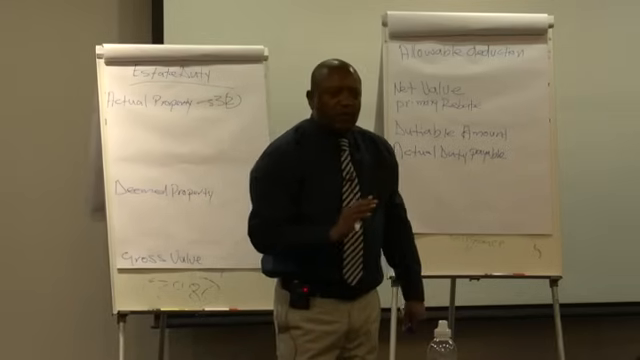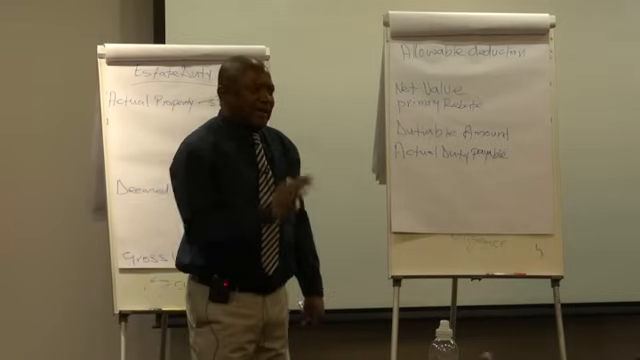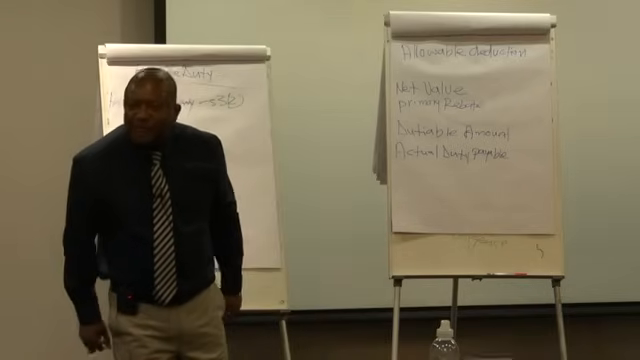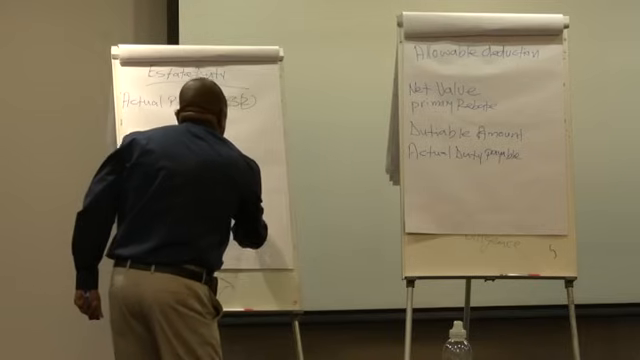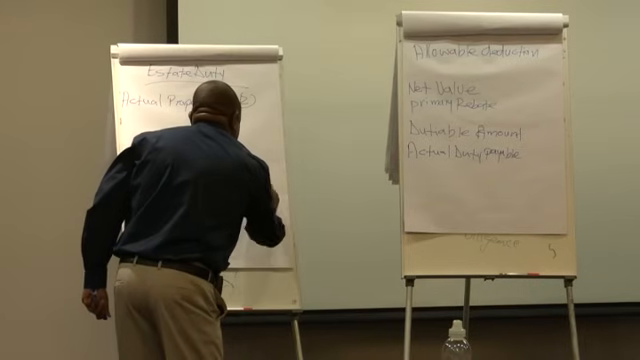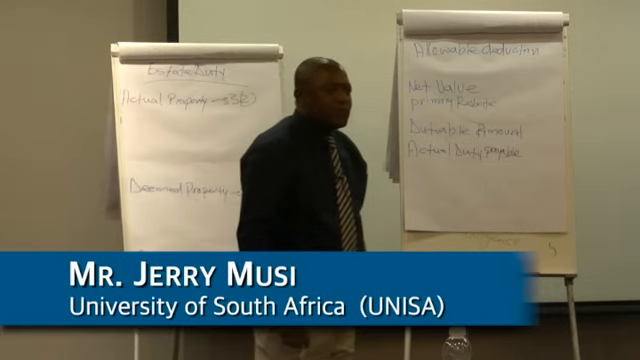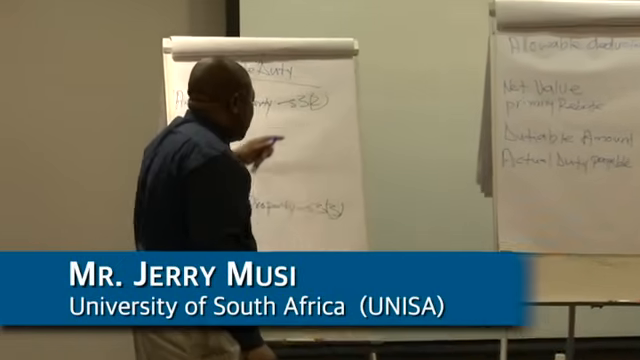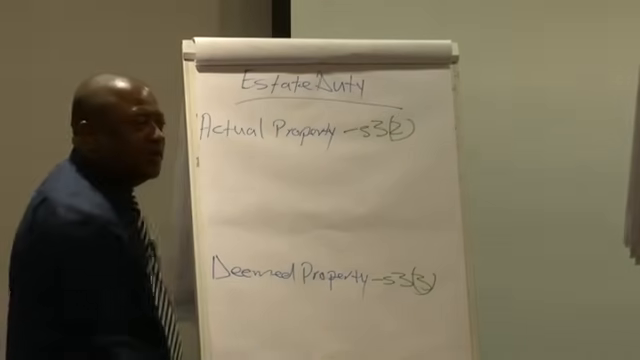The next question is, what is deemed property? Deemed property is what the Estate Duty Act says is deemed property under section 3(3). Then we're going to add your subtotal of section 3(2) and your subtotal of section 3(3) to arrive at the gross value. Easy.